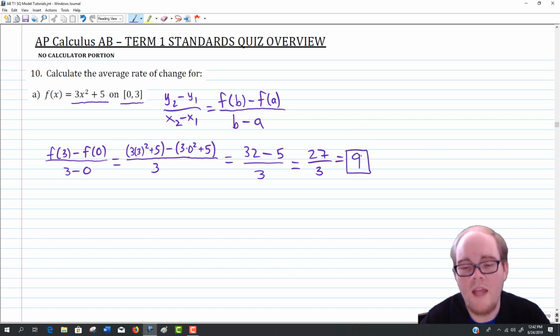So the average rate of change, or the average slope, or the slope of the secant line along this graph would have slope 9.